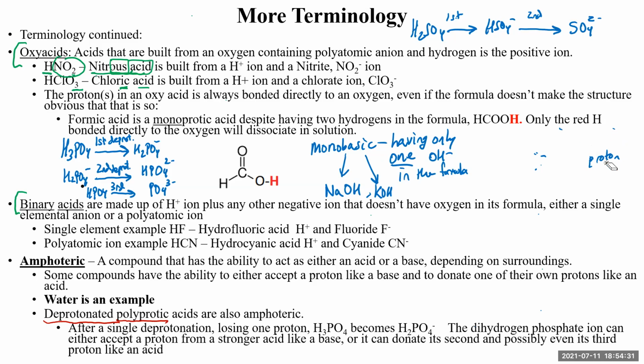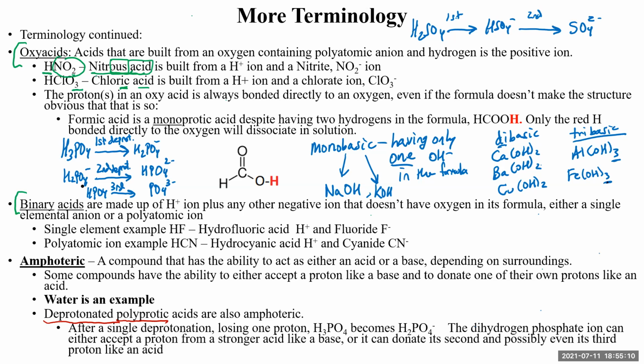Well, what's the alternative? The alternative would be to have a dibasic or a tribasic. Dibasic examples would be calcium hydroxide, barium hydroxide, copper 2 hydroxide, etc. These would be dibasic. Tribasic, not too many of those. There are a few. We have aluminum hydroxide. Again, tribasic, it has 3 hydroxides.